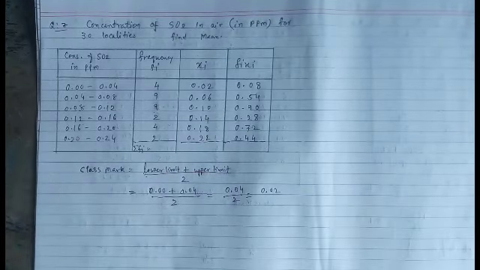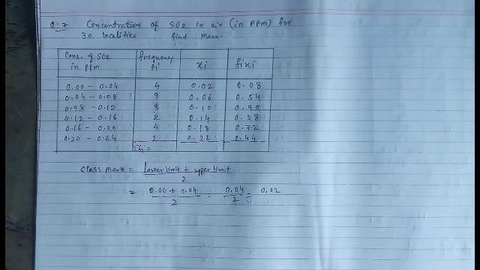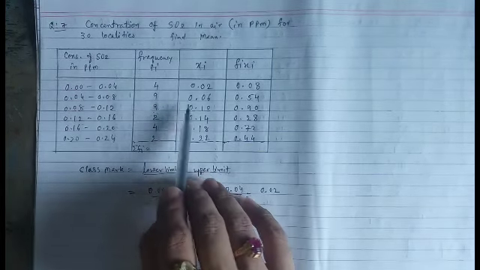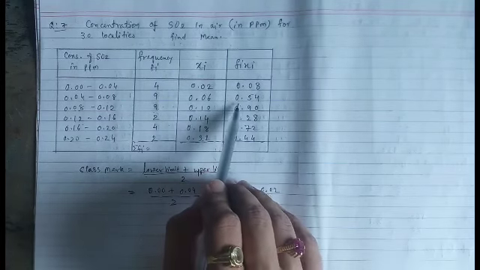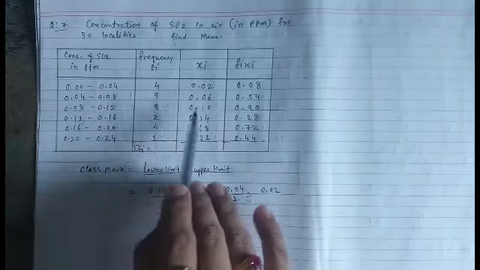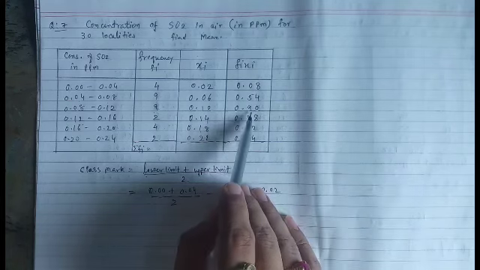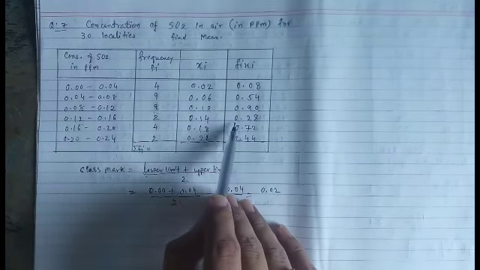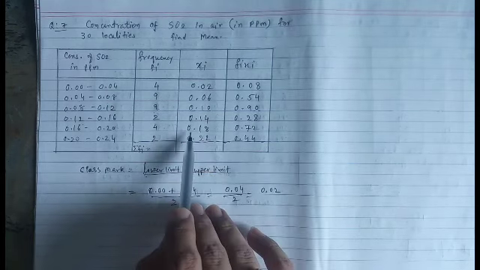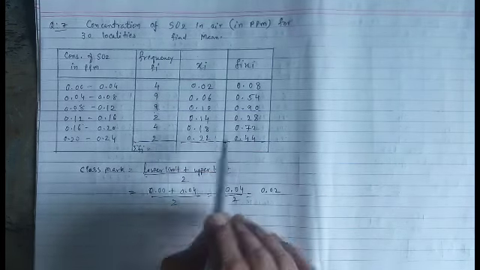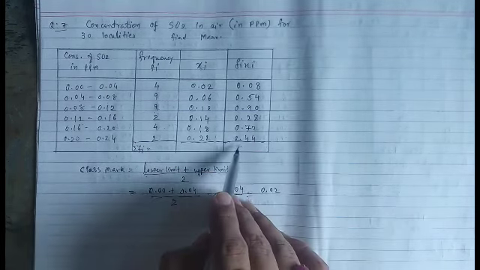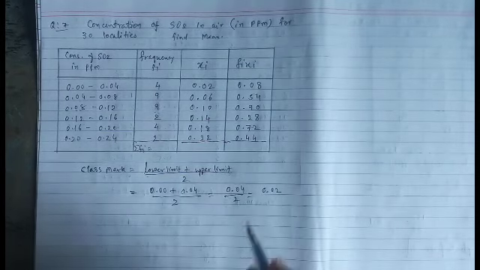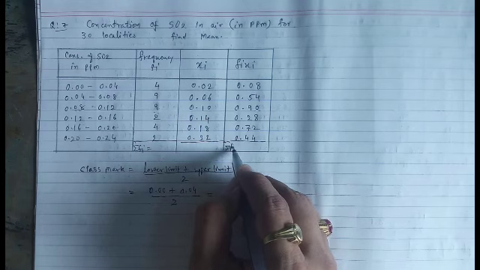I hope you have tried it yourself, and now let us check what values we are getting. 9 multiplied by 0.06, it will be 0.54. 9 multiplied by 0.10, it will be 0.90. 2 multiplied by 0.14, that is 0.28. 4 into 0.18, that is 0.72. 2 into 0.22, it is 0.44. The next thing is sum of all Fi Xi, that is sigma Fi Xi.